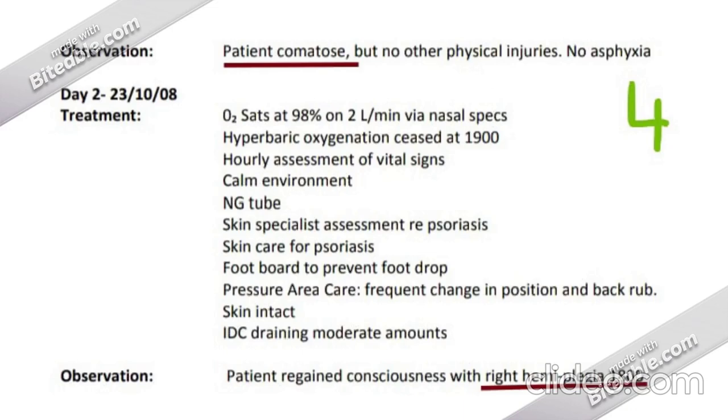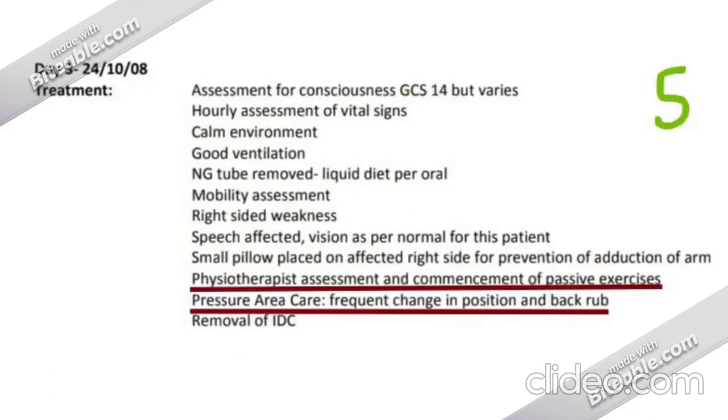So here in the observation you can see that the patient has right hemiplegia. And on day 3 you can see the same assessment for consciousness. GCS was 14 but varies. Hourly assessment of vital signs, calm environment, good ventilation, NG tube removed, liquid diet per oral, mobility assessment, right-sided weakness, speech affected, vision as per normal for this patient, small pillow placed on affected right side for prevention of adduction of arm, physiotherapist assessment and commencement of passive exercises. Then pressure area care, removal of IDC. So these all are more or less the same repetition.